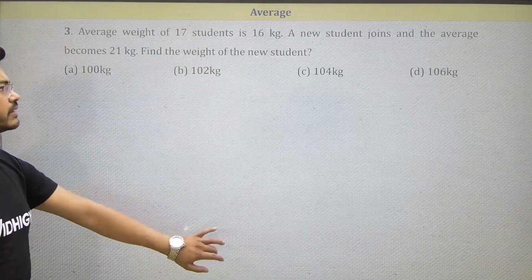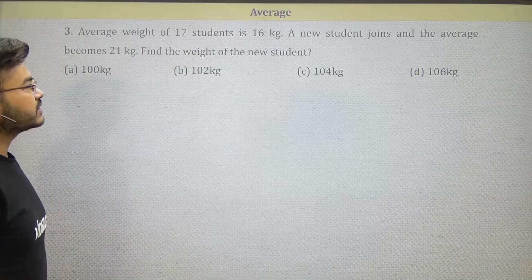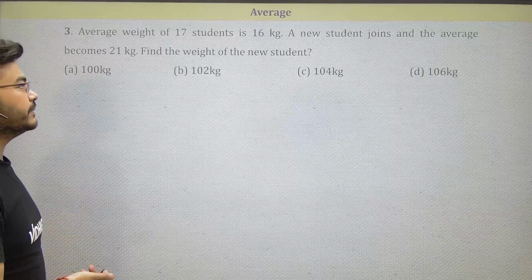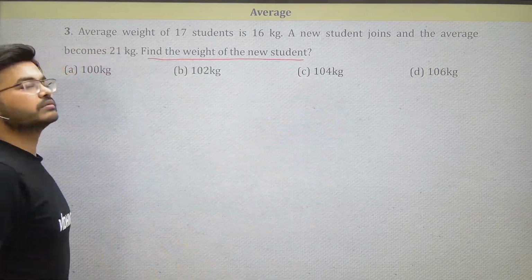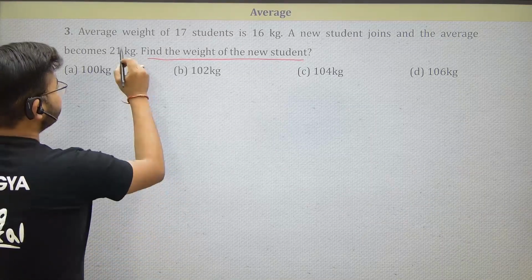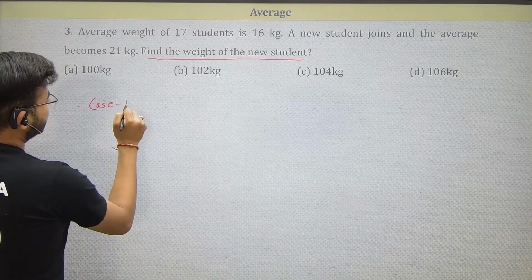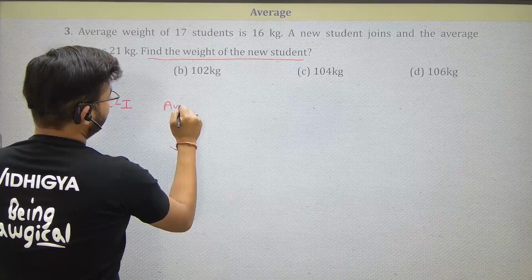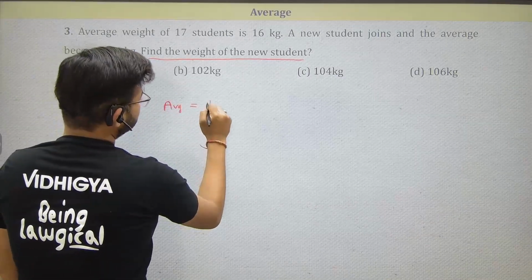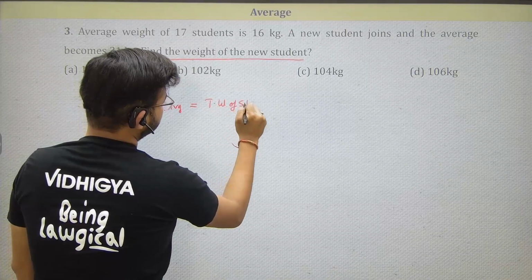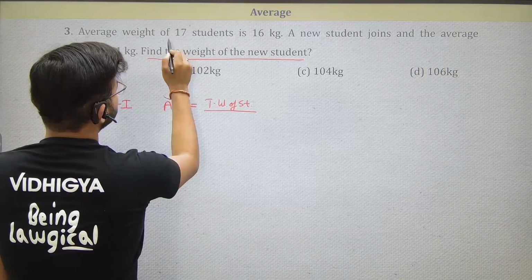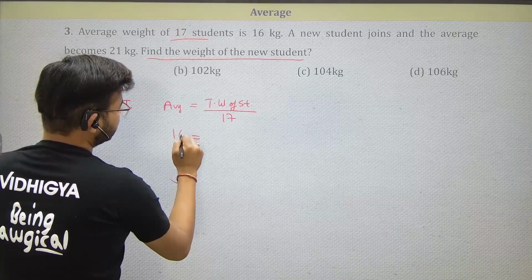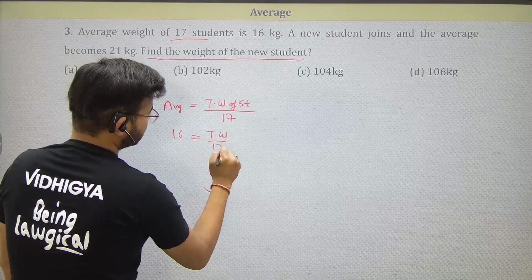Okay. Next. Average weight of 17 students is 16 kg. A new student joins and the average becomes 21 kg. We need to find the weight of the new student. Let's say in the earlier case, that is case 1, the average weight of 17 students is 16 kg. So average is basically total weight of students divided by number of students. So number of students is 17, and the average is given to us as 16 kg. So 16 is equal to total weight upon 17.